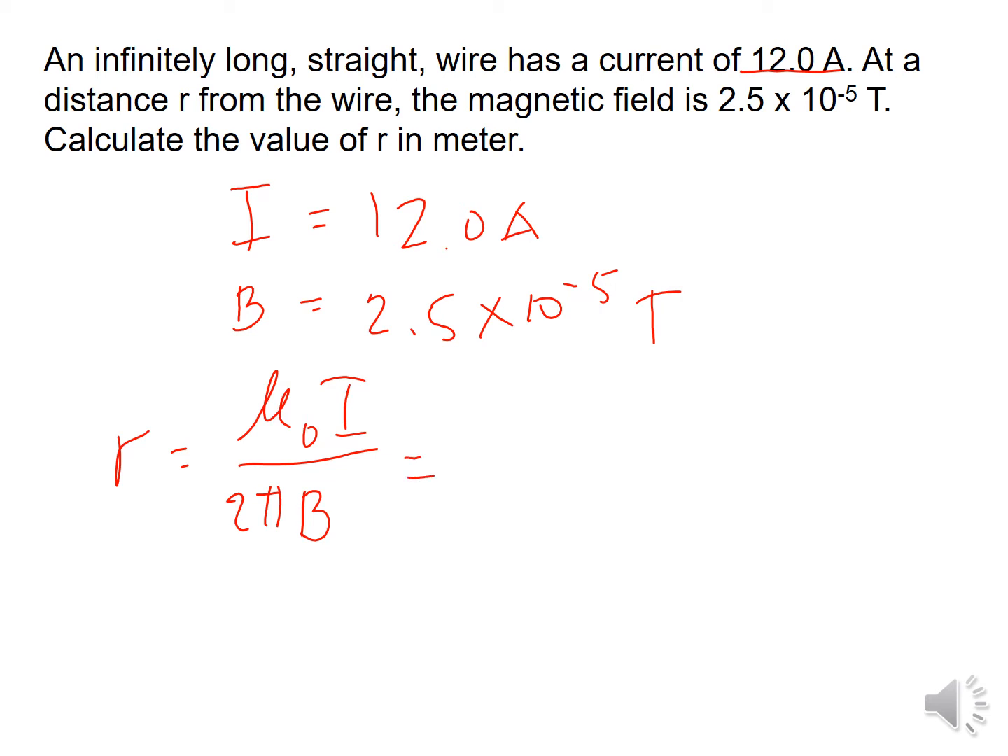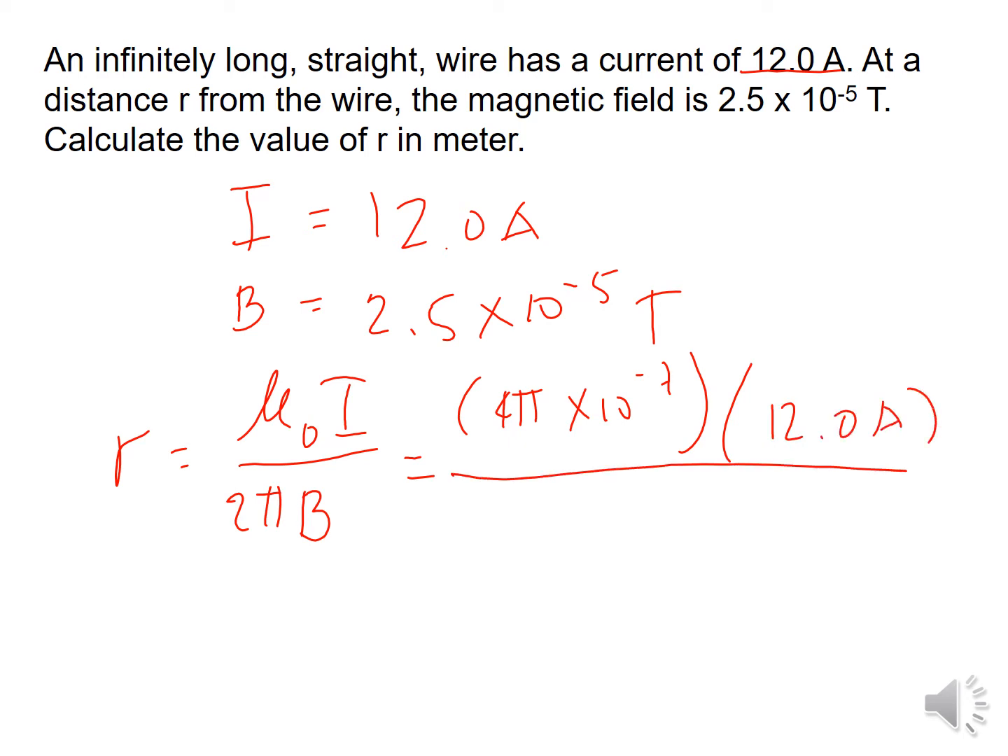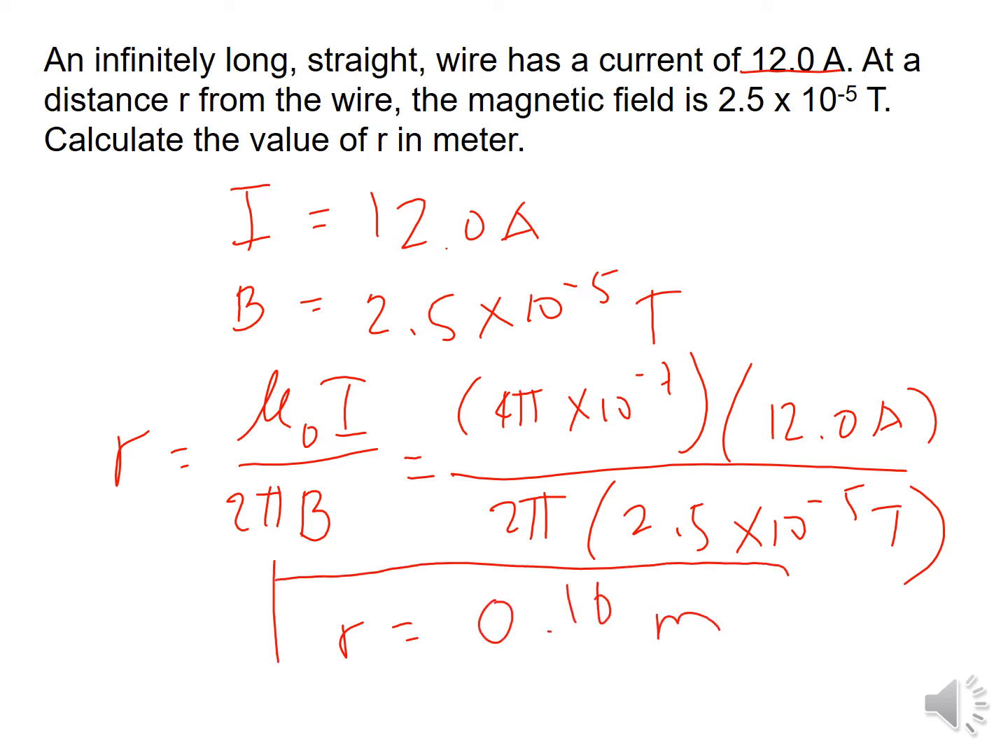So r is equal to, permeability is constant, so 4 pi times 10 to the negative 7. The current is given, 12.0 ampere, divided by 2 pi, and then of course the value of the magnetic field, 2.5 times 10 to the negative 5 Tesla. Here the value of r is equal to 0.096, or that is equal to 0.10 meter. So the distance is equal to 0.10 meter.